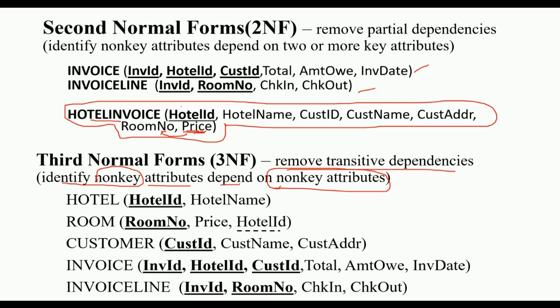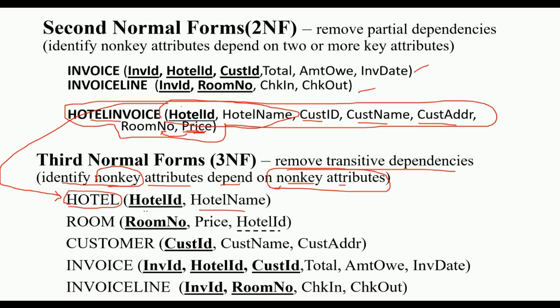So we have this non-key price, which depends on room number, which is non-key, and we have this customer name, customer address, which are non-keys, depending on customer ID, non-key. So non-key depending on non-key attribute means there are transitive dependencies. We need to remove the transitive dependencies, then we get into the third normal form. Therefore, what is obvious, we can see that this is hotel ID and hotel name. The hotel ID and hotel name, we can put under hotel relation. We name it as hotel, right? The relation is hotel relation or table. Hotel.